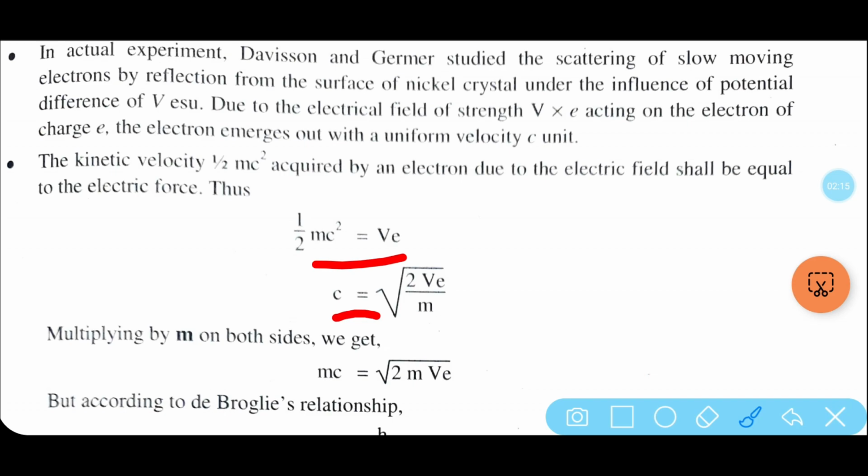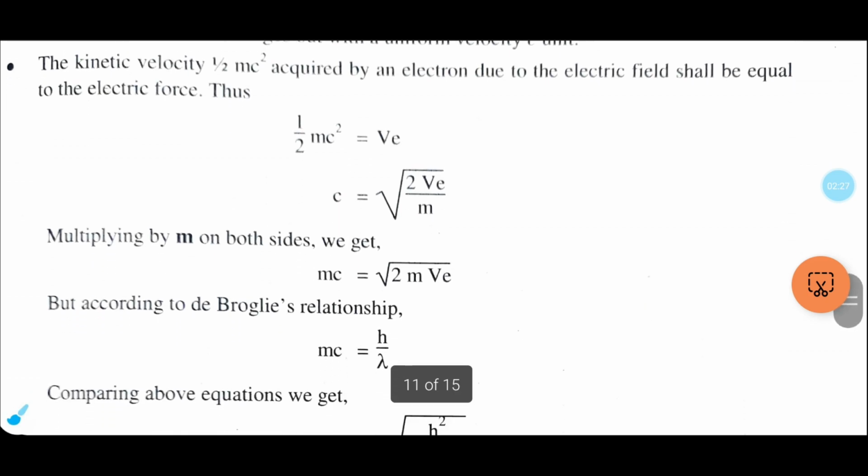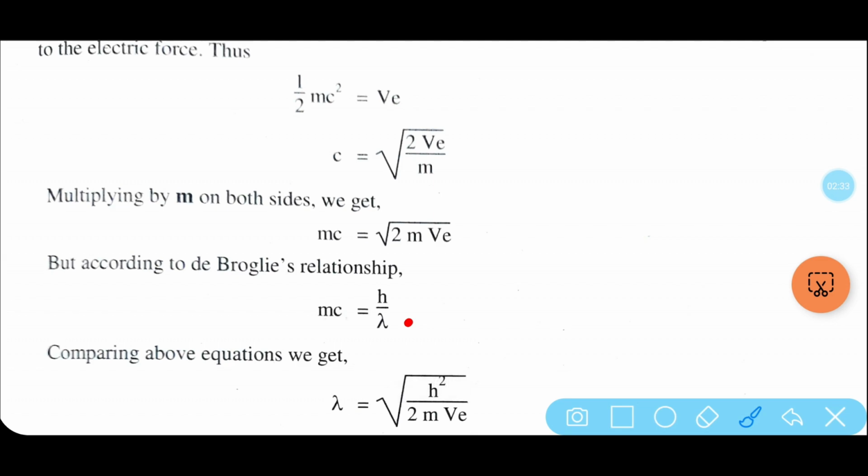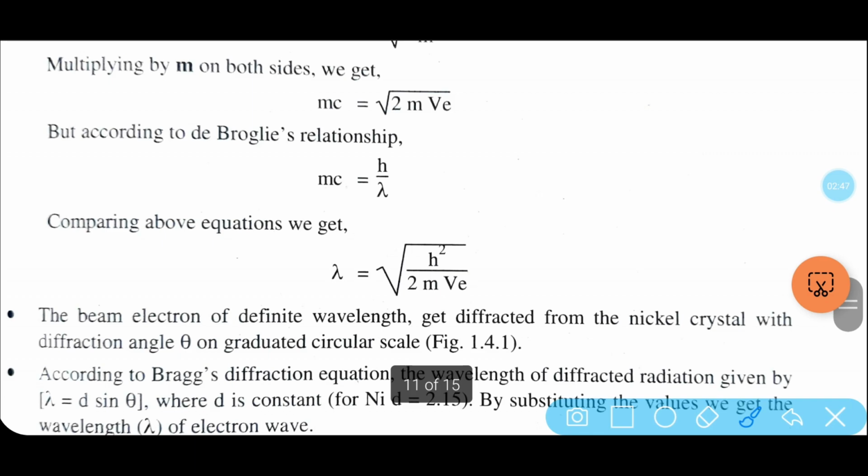Multiplying by m on both sides, we get the equation mc is equal to the square root of 2mVe. But according to the de Broglie relationship, we already know that mc is equal to h upon lambda. So if we put this in the above equation, or compare the equations, we get the next equation, that is lambda is equal to the square root of h square upon 2mVe.